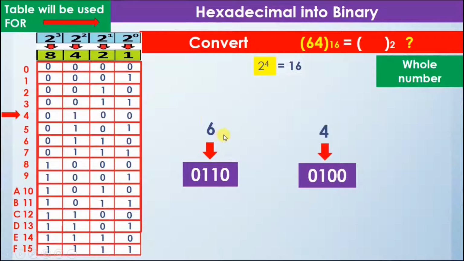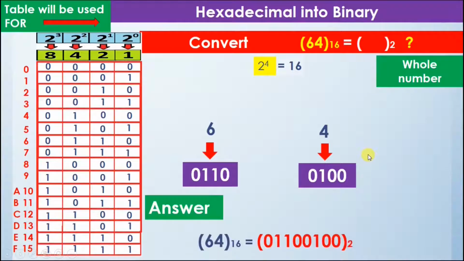So now we have calculated the value of 6 as well as the value of 4. And no more digits are in the example. So we will combine the binary value of 6 and the binary value of 4. So now we can say that the answer is 0110 from here and 0100 from here. So now we can say that 64 in hexadecimal is equal to 01100100 in binary. So this is how we can convert hexadecimal into binary using whole numbers.